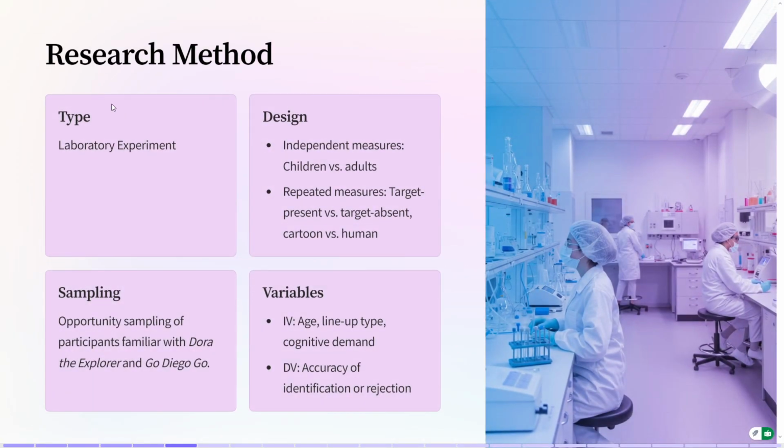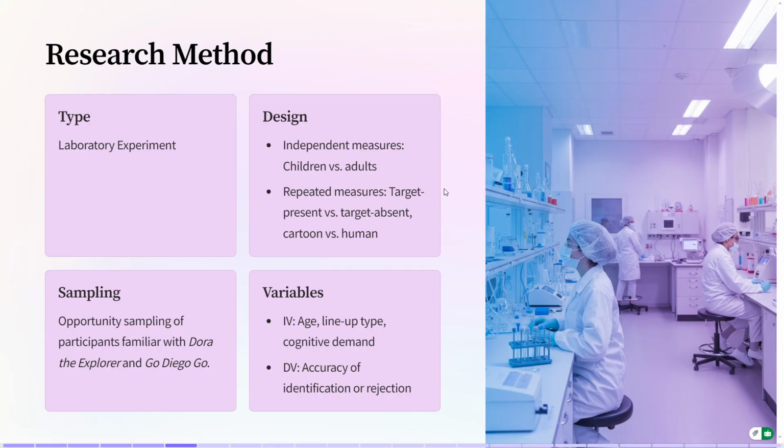All right, so research method. Okay, the method is a laboratory experiment. The design: the independent variable was children versus adults. Oh, sorry, there was independent measures. That is, you're either in the children group or in the adult group alone. One participant did not play in the adult group and also repeat the children group. No, so children were for children, adults were for adults.